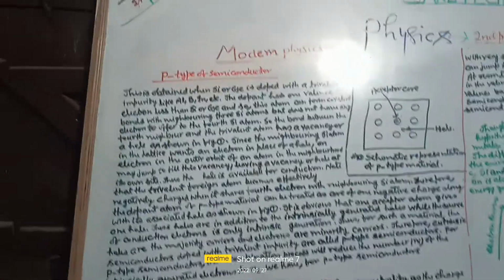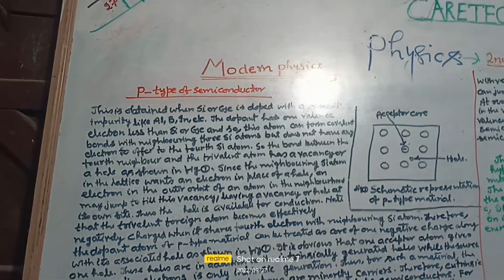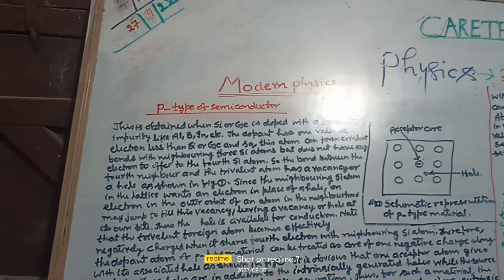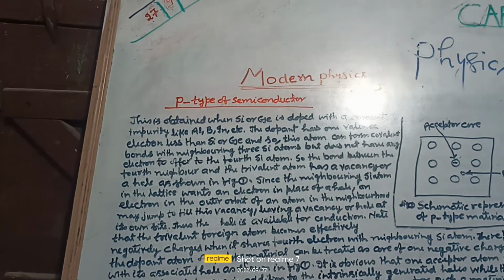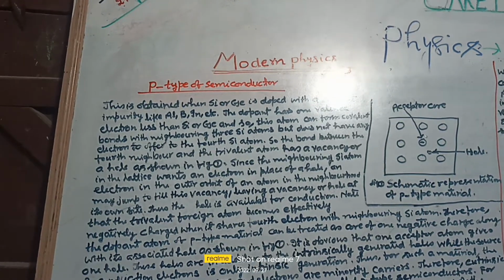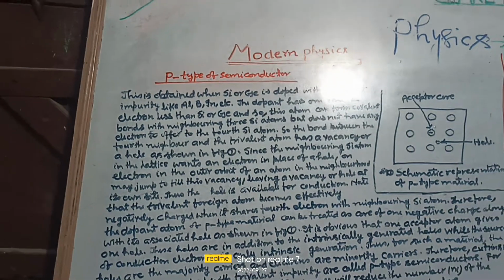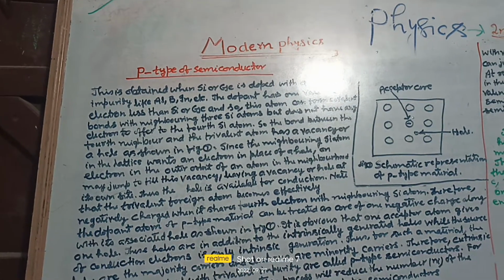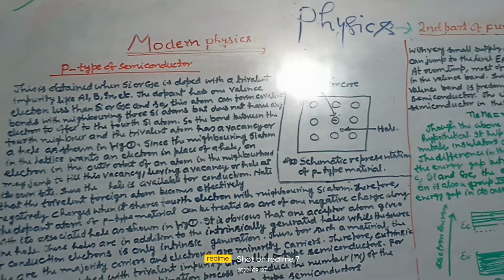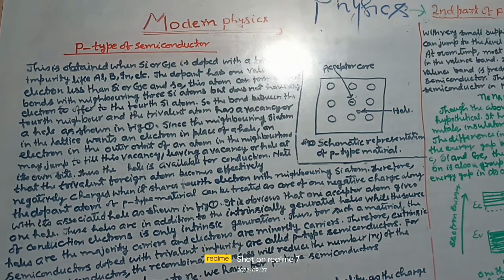P-type semiconductor. Today we shall study about P-type semiconductor. This is obtained when Si, silicon or germanium is doped with a trivalent impurity like aluminum, boron, indium, etc. The dopant has one valence electron less than Si or Ge, and so this atom can form covalent bonds with neighboring three Si atoms, but does not have any electron to offer to the fourth Si atom.